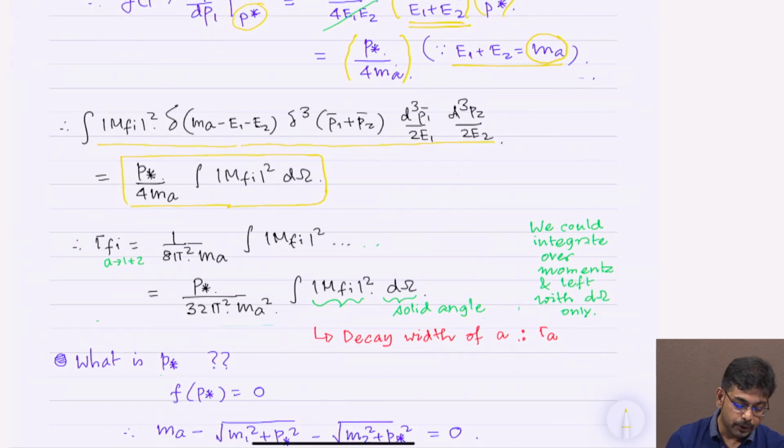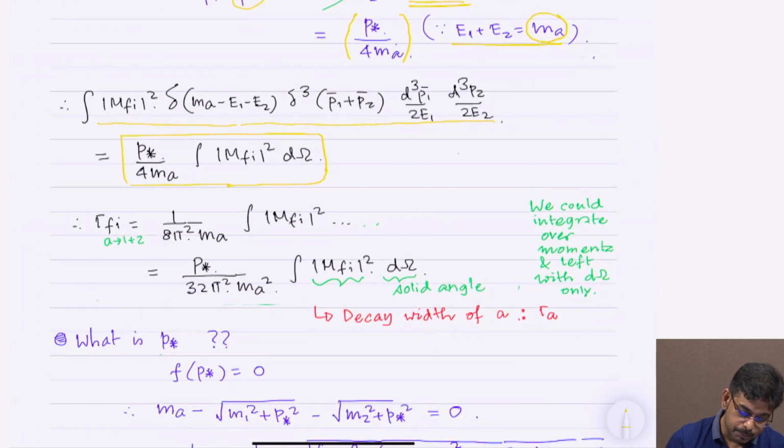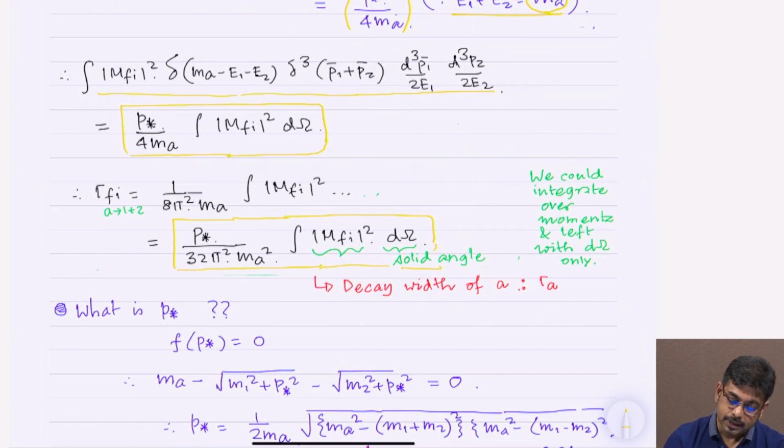What I am left with is only the integration over the solid angle dΩ. So, this expression for Γ_fi for the decay of A going to 1 and 2 in the center of mass frame, where the initial particle is actually at rest, turns out into something very nice and beautiful: P*/32π²m_A² |M_A→φ|² dΩ, which is the solid angle. Okay. So, this is the decay width of A in the center of mass frame.